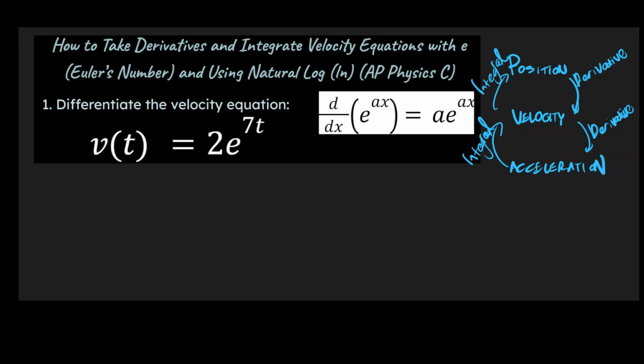So let's go ahead and get to it. The first problem we have says differentiate the velocity equation as written. So we could say, all right, well, what would this be? If we take the derivative of a velocity equation, what do we end up with? We end up with an acceleration equation. So we could just start by saying acceleration is dv dt. And so you could say dv dt of this 2e^(7t) is going to be equal to our acceleration function.